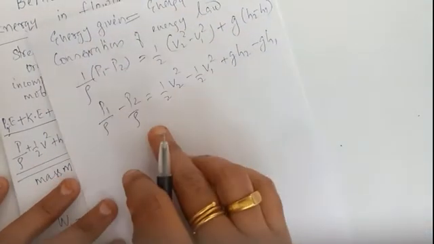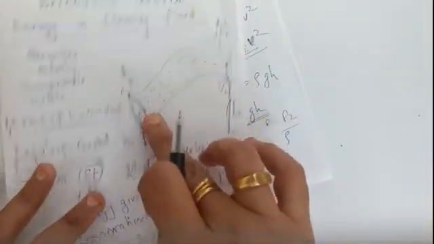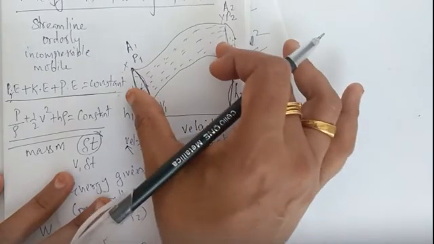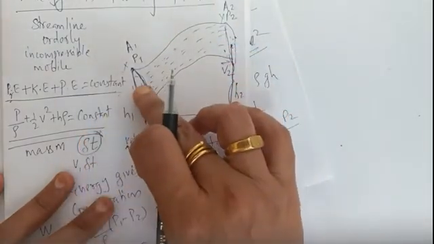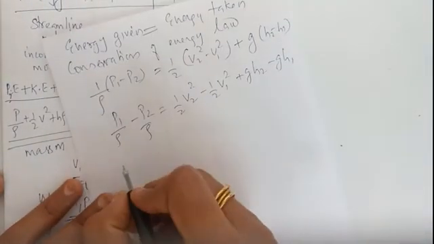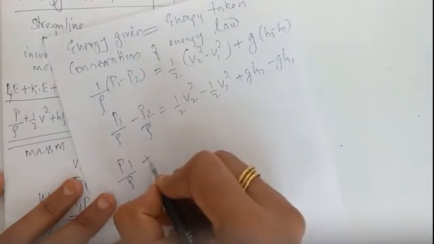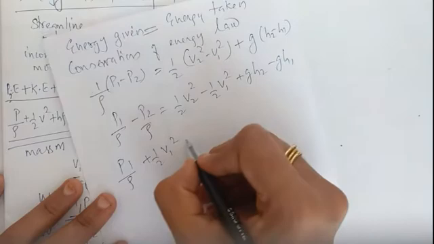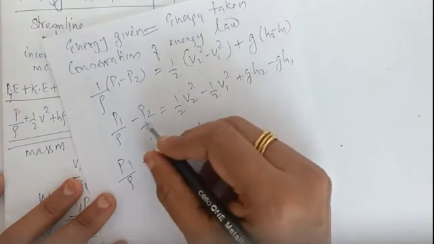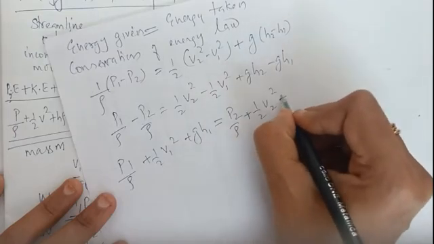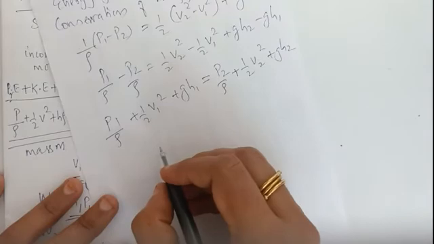Now we are going to rearrange in such a way that the mass of the fluid entering here, we will write together, and the mass of the fluid that is leaving here, we will write separately, and we will equate them, because whatever mass is entering here, the same mass is taken outside. So we can write it as P1 by rho, and half V1 square, these terms we will take this side, that is equal to, these terms we will take to the RHS, plus gh2.